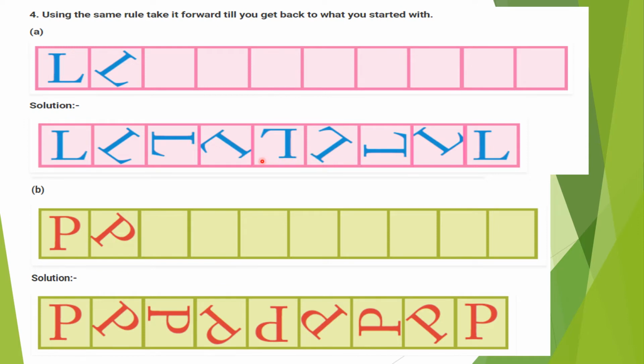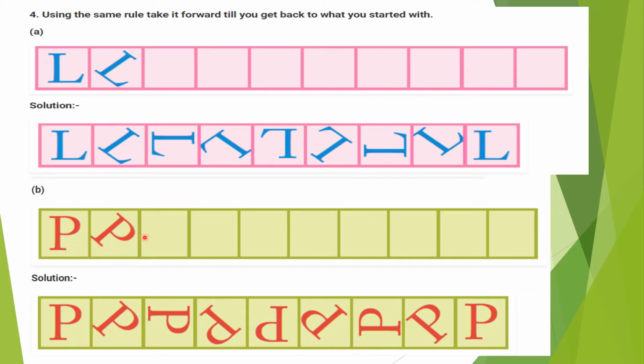Okay, so likewise you have to make the turns. It is the same sum that has been given in page number 101 of your textbook. You have to do it in your textbook itself. Clear? Now you can see alphabet P.